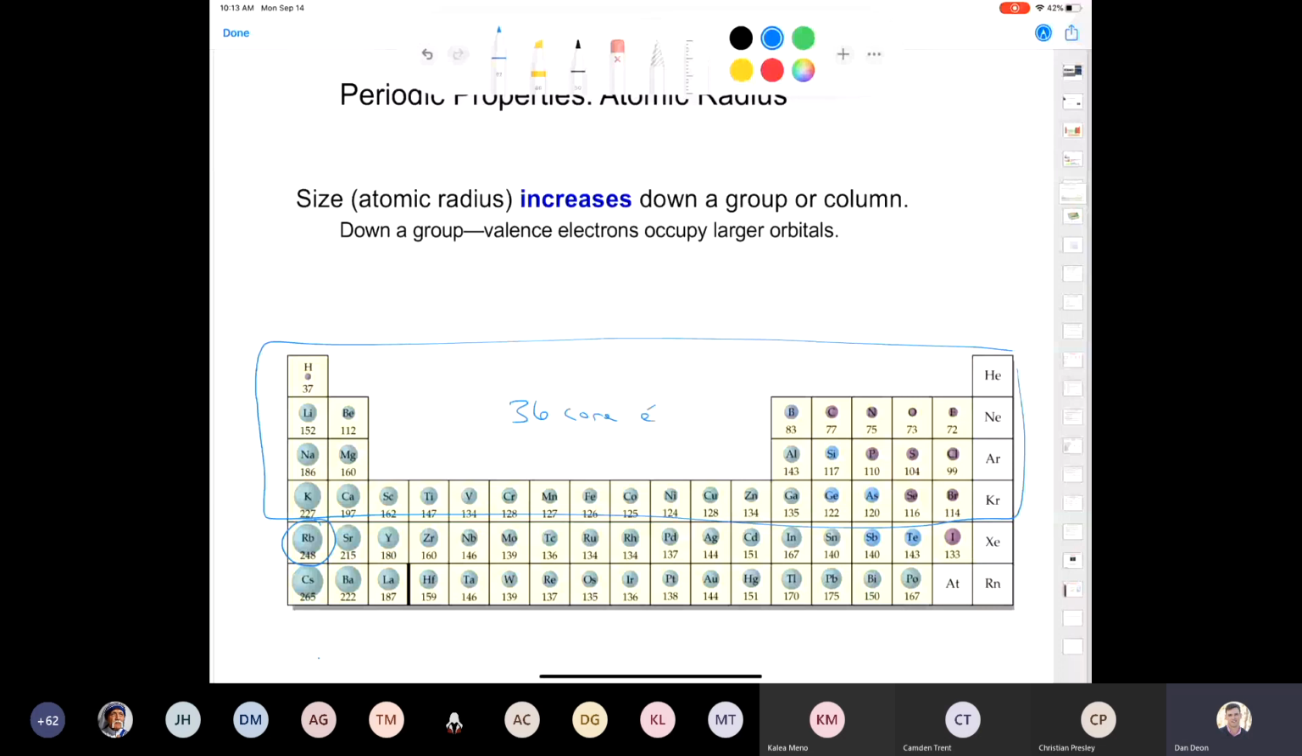So as I go from rubidium to strontium to yttrium to zirconium to niobium, so on and so forth, the number of core electrons is always going to stay the same, but we're adding more and more electrons, and we're getting more and more protons too as we move along. So again, the nucleus is getting more and more positively charged, but we have the same number of core electrons guarding that nucleus. And so the electrons are going to be pulled in tighter.